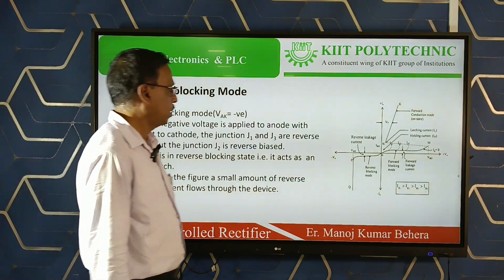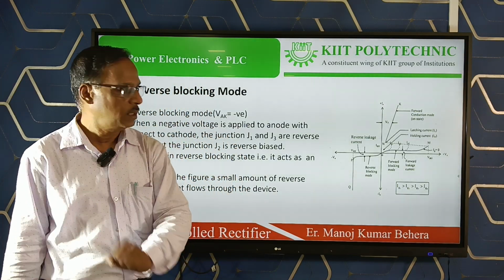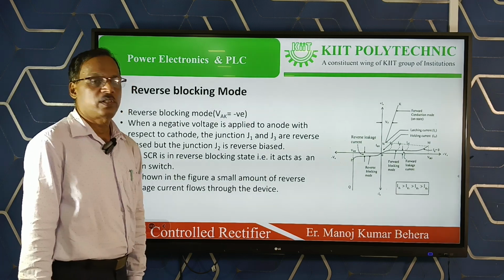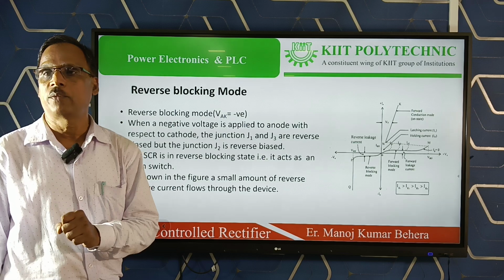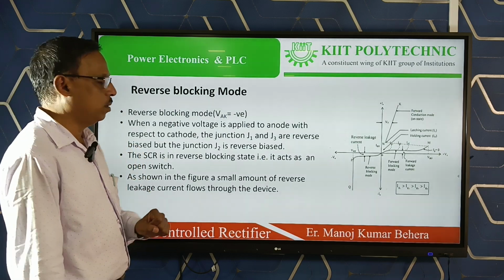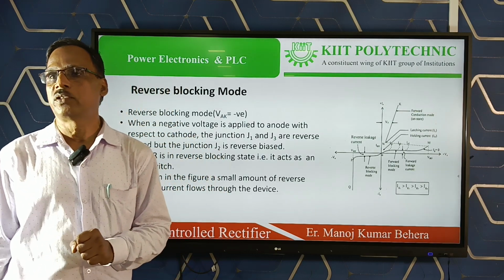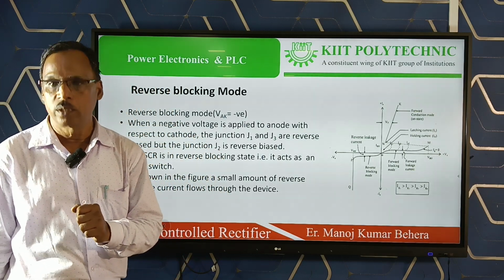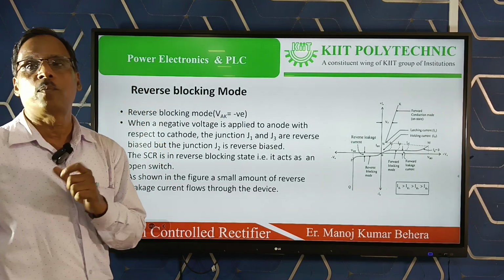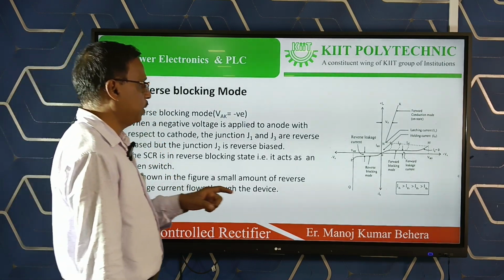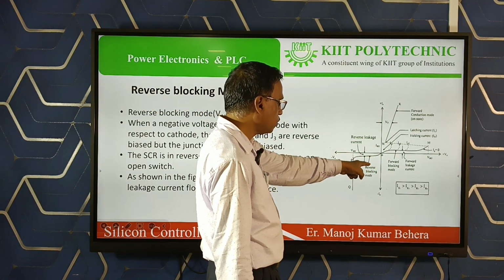Next is reverse blocking mode. Reverse blocking state operates when cathode is connected to positive side of the supply and anode is connected to negative side of the supply. So junction J1 is reverse biased, junction J3 is reverse biased, and junction J2 is forward biased. So both the junctions will oppose the flow of current. See here in the graph, this is the reverse blocking mode.